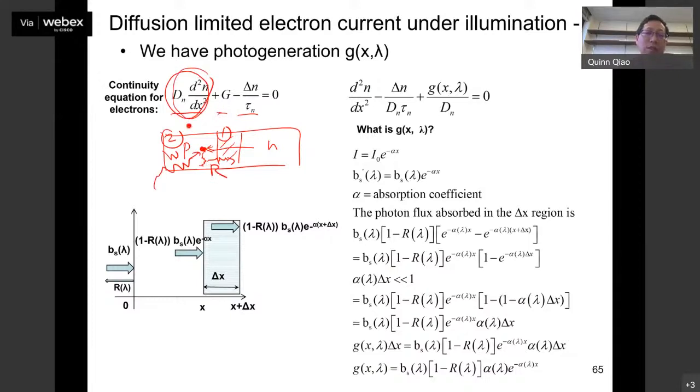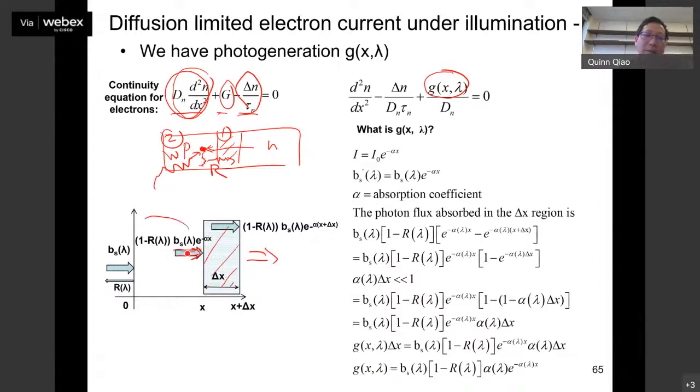Now, diffusion is positive, generation is positive, recombination is losses. That's why plus, plus, and minus. So that's why we care about the generation. Especially under illumination, you know that generation is from the light absorption. That's why we link that to the light absorption. If I know how much light is coming in and how much goes out, I will know how much is absorbed inside this region.